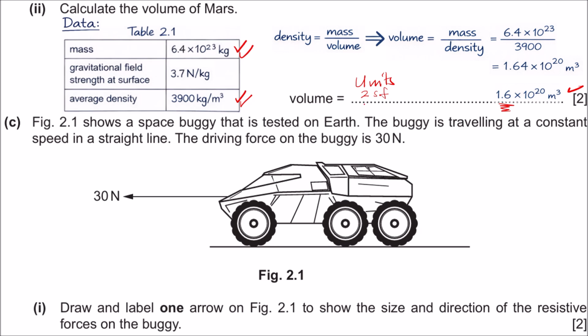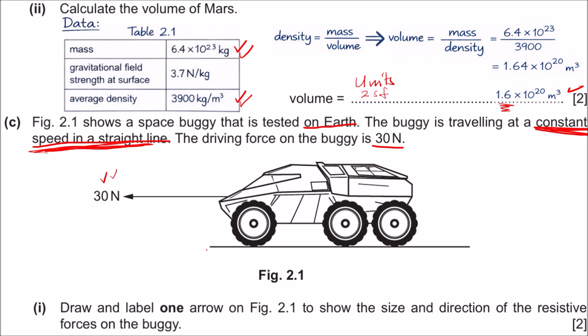Part C reads, Fig 2.1 shows a space buggy that is tested on Earth. So the experiment is happening on Earth. The buggy is traveling at a constant speed in a straight line. This is very important information. If you like highlighting, this part should be the one you highlight. It's very important because speed in a straight line is velocity. In other words, we can actually say it's moving at a constant velocity. The driving force is 30 newtons.